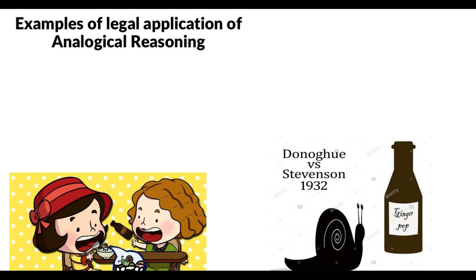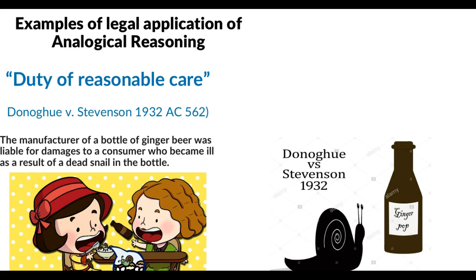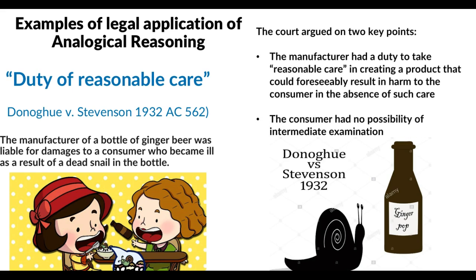Let us look at some examples of application of analogical reasoning through legal cases. Using the example of duty of reasonable care. In the case Donoghue versus Stevenson in 1932, the duty of reasonable care was established when the manufacturer of a bottle of ginger beer was liable for damages to a consumer who became ill as a result of a dead snail in the bottle. The court argued on two key points.